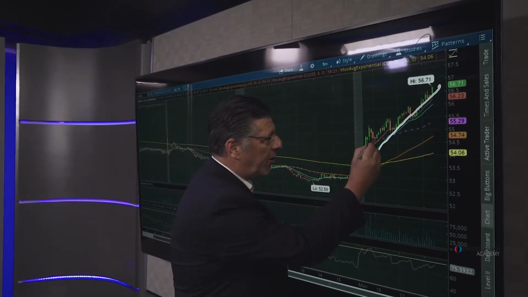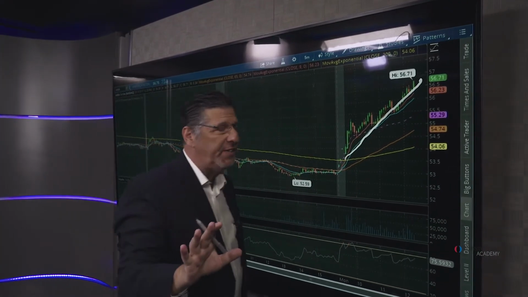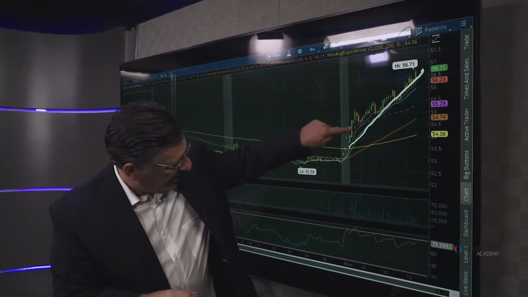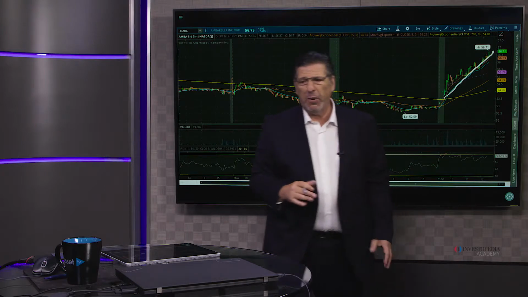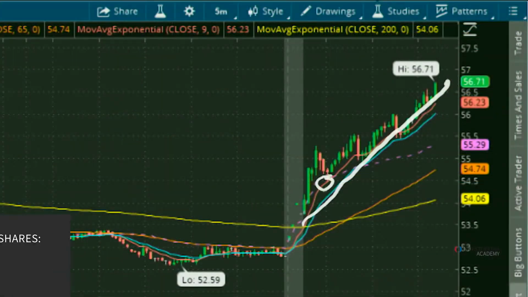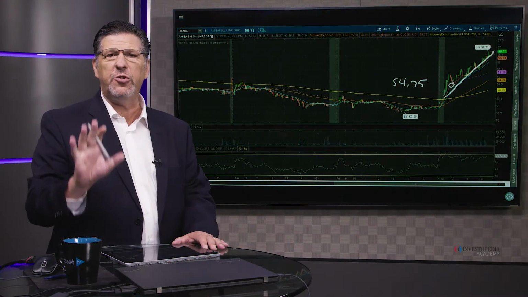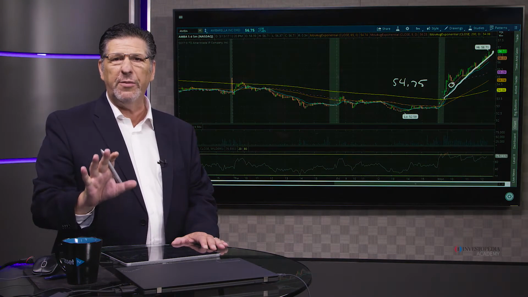In a trend trade, we are looking for the stock to pull back to our 9 or our 15 EMA. In this particular case, at 10:15, the stock pulls back and hits our 9 EMA. We are going to enter the trade at exactly that spot at $54.75. We have now entered into a trend trade. We have bought this stock with a limit order.